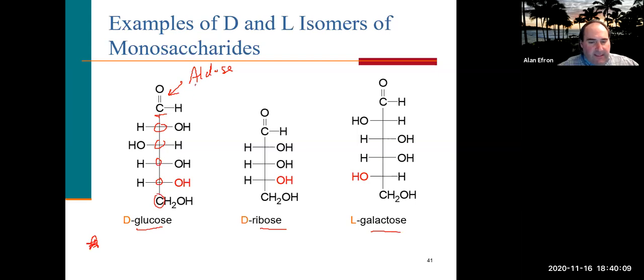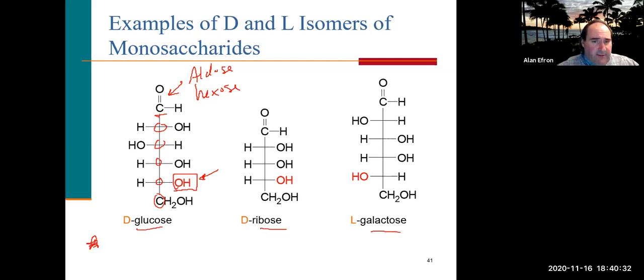has 1, 2, 3, 4, 5, and 6 carbons. It's also a hexose, and it is D because this is our last chiral carbon, and our OH group is over here on the right-hand side. So this would be D-glucose. Again, name and structure you do need to be familiar with. So again, put a star on this slide. You need to know these guys.